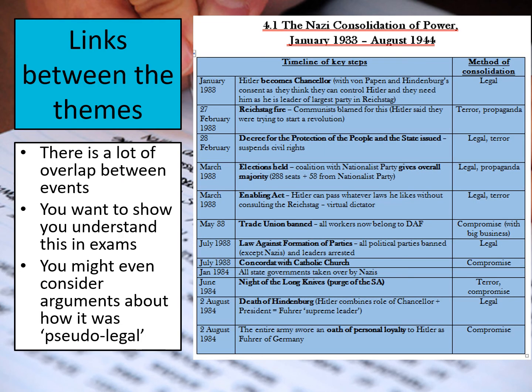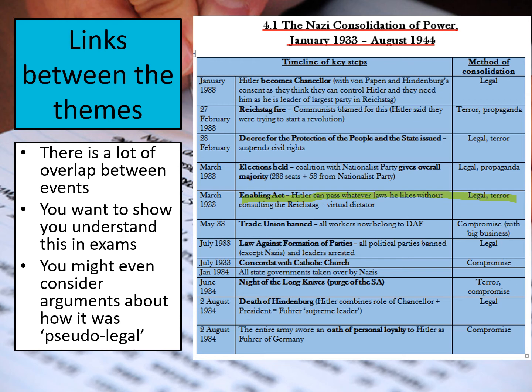We've now talked through the different themes. I just wanted to emphasise here the importance of understanding the links between them, the fact that there is overlap and that some of the events might seem like they fit into one category, but there's actually an element of them fitting into multiple categories. For instance, if we think about something like the Enabling Act, there's an element there of that being a legal act, with the fact that it gives Hitler the powers to pass whatever laws he wants for 4 years without the Reichstag.